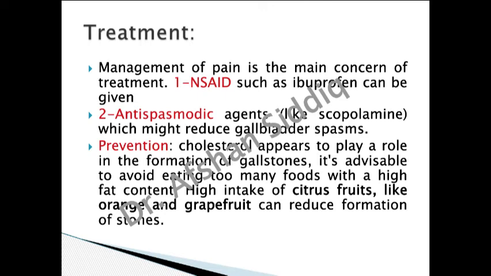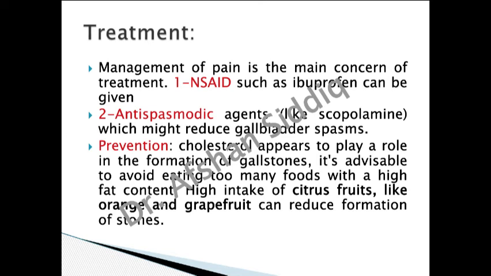It is necessary that we prevent the formation of gallstones. Cholesterol appears to play a main role in the formation of gallstones. If it is not properly discharged into the GI tract, it will ultimately be stored in the gallbladder, resulting in the formation of gallstones. It is advisable to avoid eating too much food with high fat content.